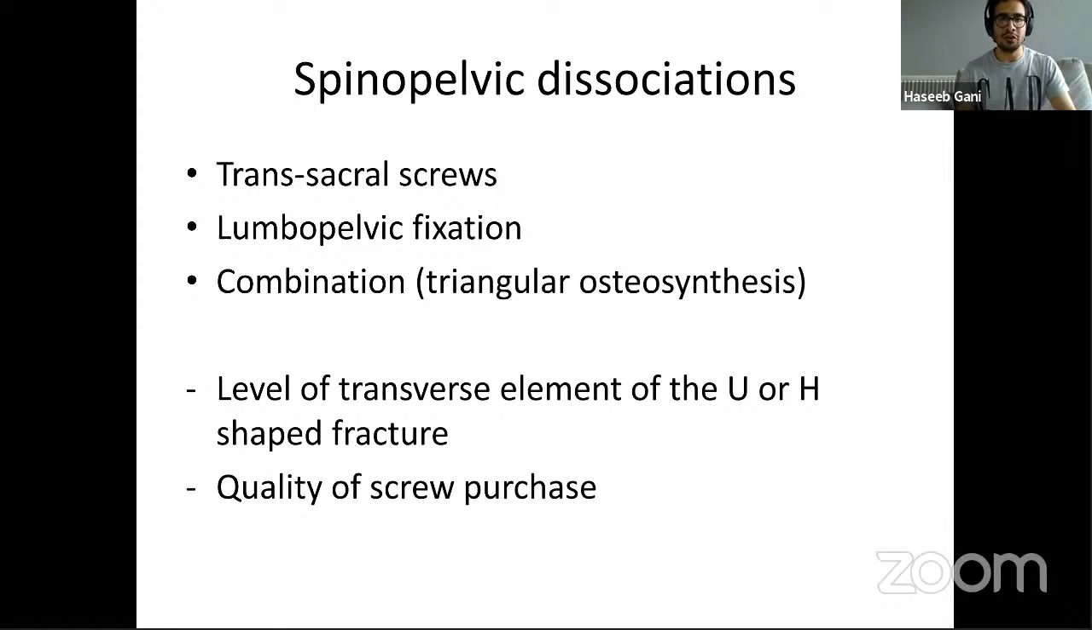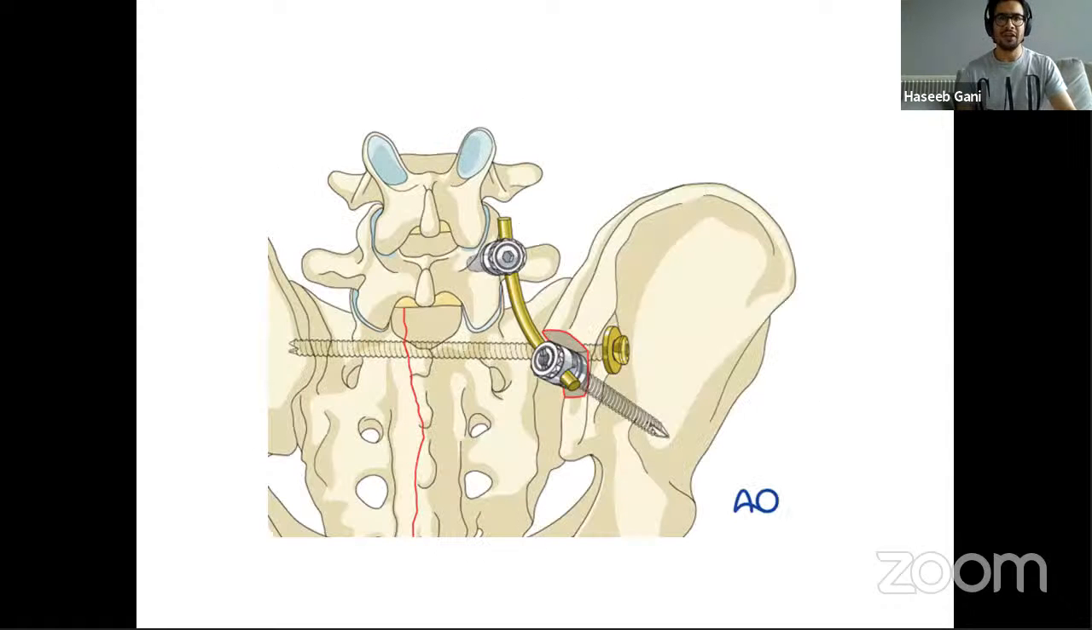Otherwise, it's preferable to neutralize or reinforce the construct with a lumbopelvic fixation, which is called a triangular type of construct. I didn't have an X-ray, I'm sorry. This is basically what a unilateral lumbopelvic fixation with an SI screw would look like.